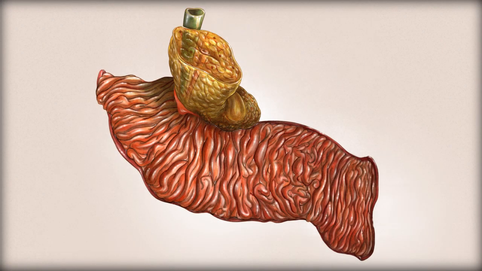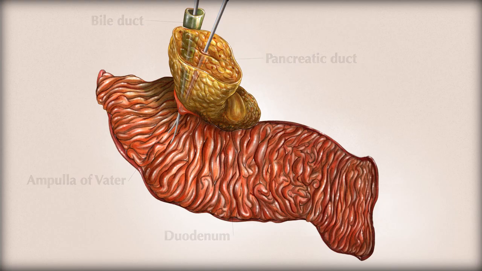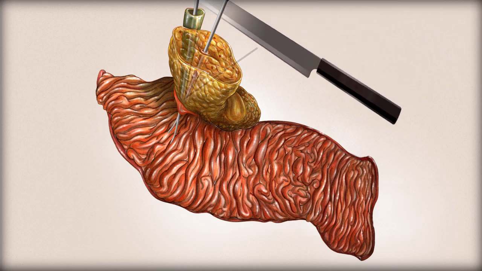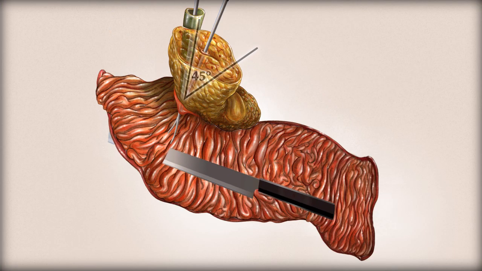Advance a probe into the pancreatic duct, out through the ampulla of Vater, and into the duodenum. Advance another probe through the bile duct beginning at its proximal end and continue on through the ampulla of Vater. Carefully take a large knife and bisect the pancreas along the plane you have created with the two probes, taking care to maintain a 45-degree angle between the knife and the probes while making the cut.